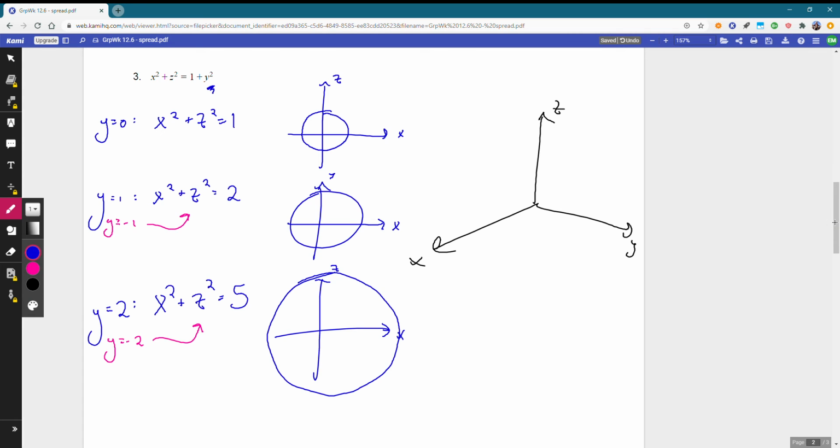All right, so our first one, y equals 0 in the xz plane, looks something like this. Got a little perspective going on. And then if we step out to y equals 1, we get a little bit bigger circle. Stepping out again to y equals 2, we get an even bigger circle. Similarly, if we step out to -1 in the y direction, I get a little bit bigger circle, and step out to -2, we get an even bigger circle, so something like this.